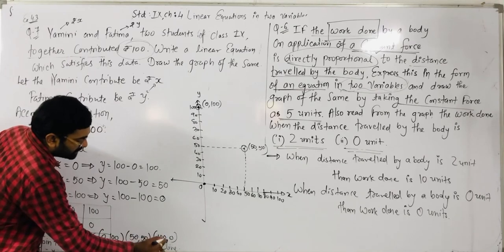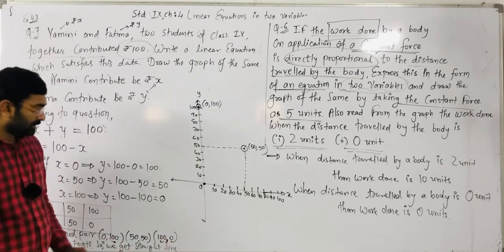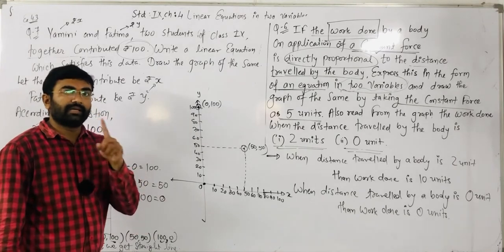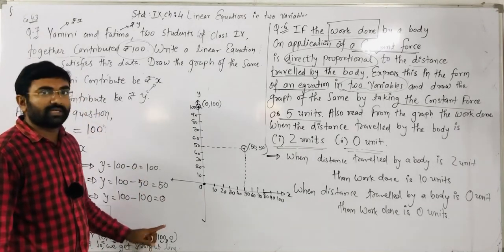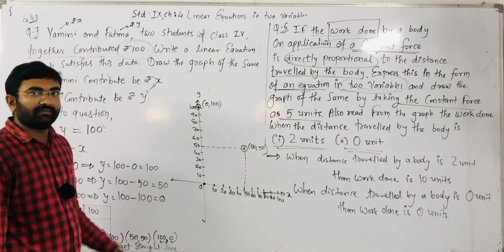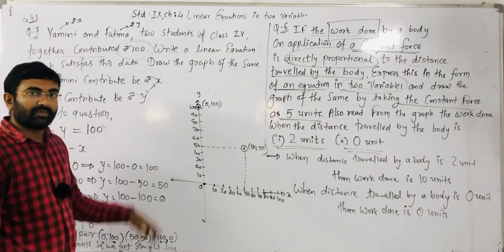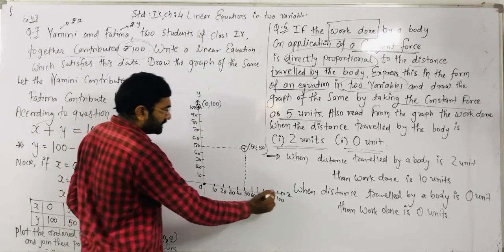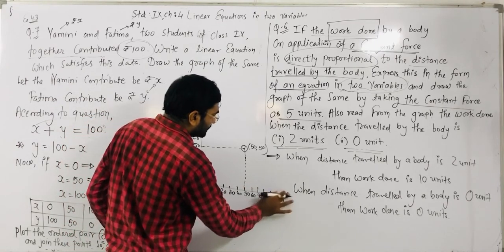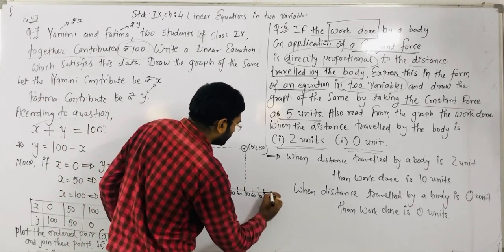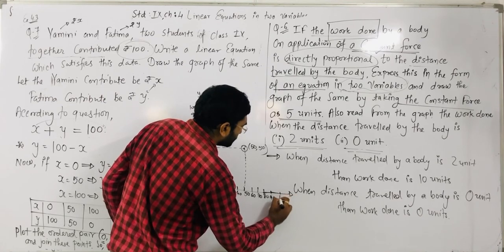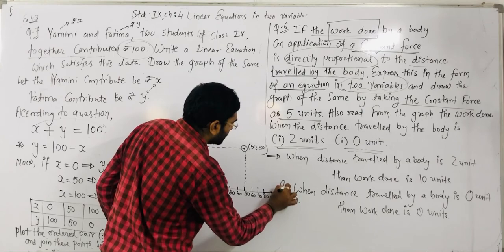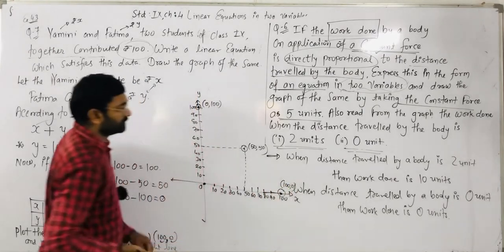Next, 100, 0. x coordinate value is 100. y coordinate value is 0. So whenever the x coordinate value is given and the y coordinate is 0, then that point lies on which axis? x-axis. That thing we already learned in chapter number 3. Right? So that point lies on the x-axis, and on the x-axis we get 100 here. This is 100. Okay.